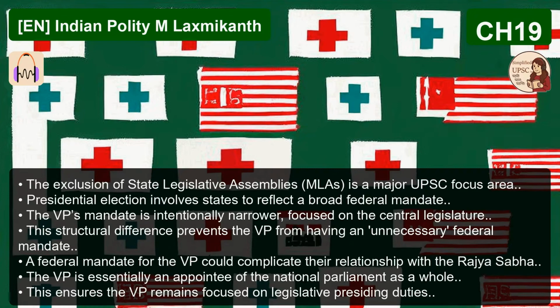If we had included state assemblies, the office would carry an unnecessary federal mandate, which could potentially complicate the relationship between the VP and the Rajya Sabha, whose members are themselves representatives of state interests. I understand the constitutional logic, but here's a thought. Doesn't excluding state assemblies dilute the federal mandate, even for that rare event when the VP becomes acting president, who then wields full federal power?